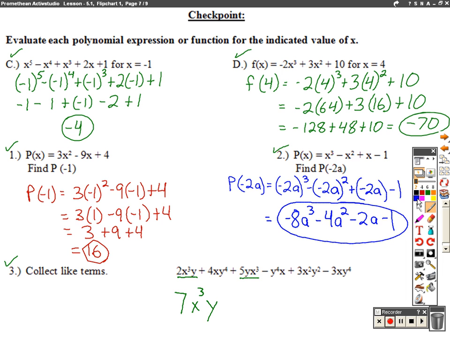You'll notice my next terms that are like terms are the xy to the fourth, xy to the fourth, xy to the fourth, and the coefficients are 4, -1, -3. 4 minus 1 minus 3 is 0, so those just cancel out. And I'm left with one more term, plus 3x squared y squared.